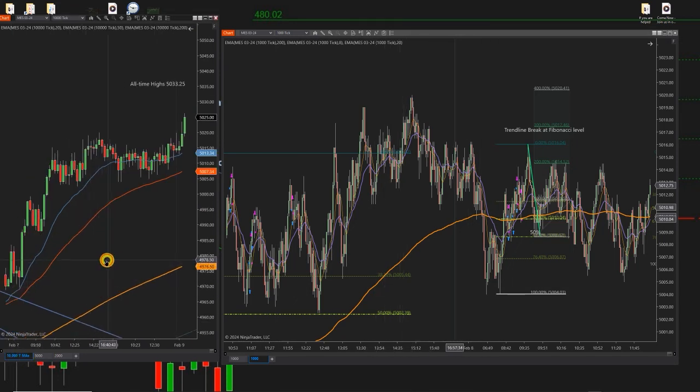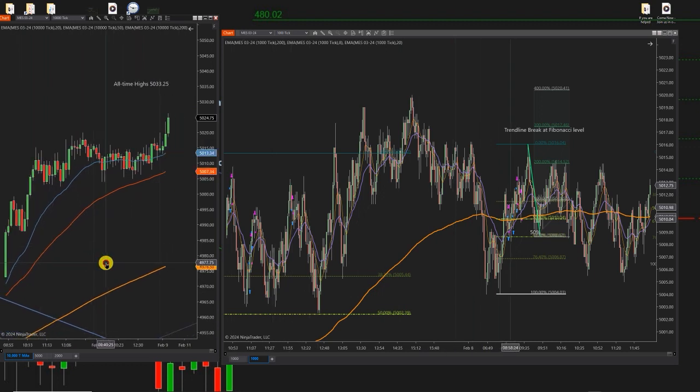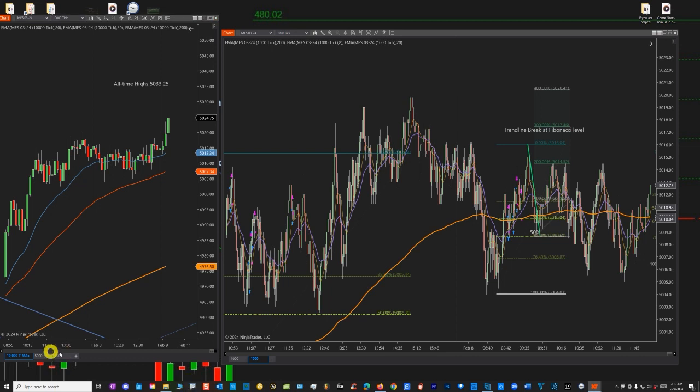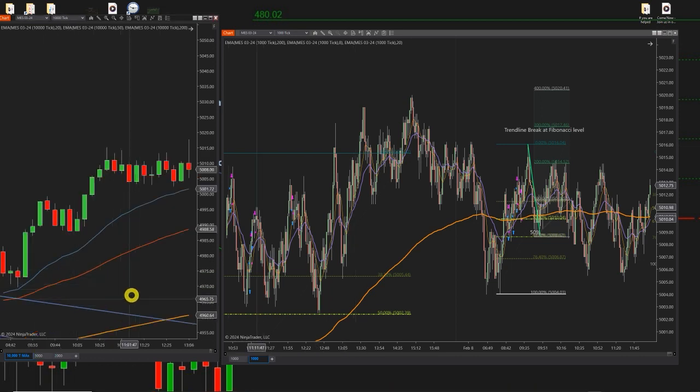The main direction here on the 10,000 is up on the right side, on the left side, and on the 5,000 tick chart, it's also up. All the moving averages are expanding and going up.